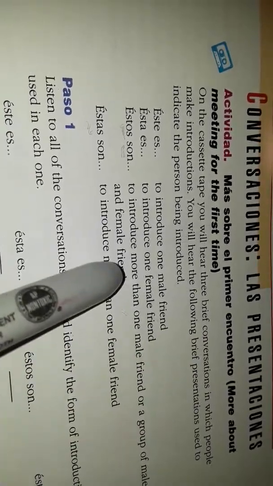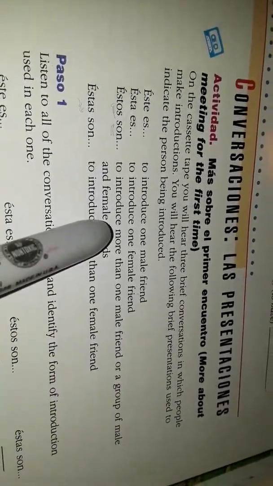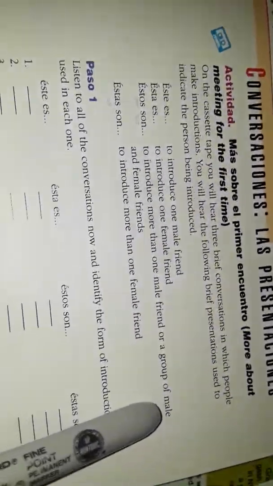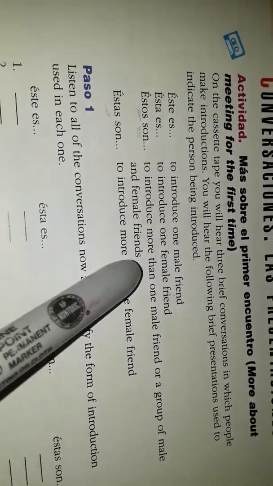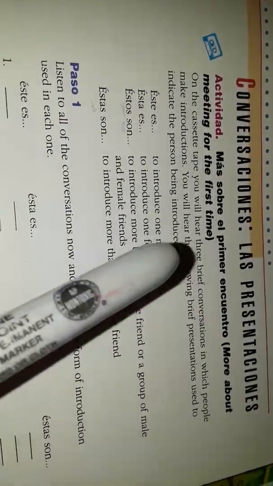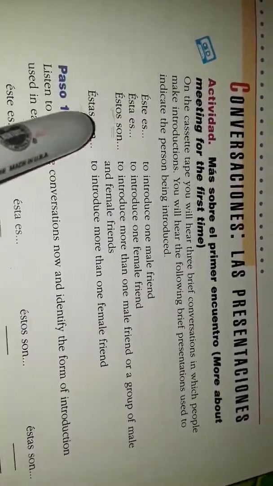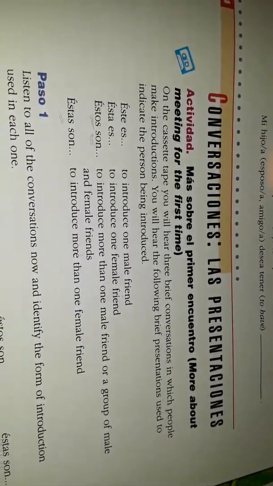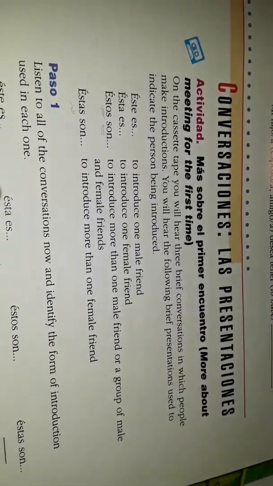Or if you're introducing more than one male friend, or a group of male and female friends, then you say estos. It's going to take the masculine form, okay? Because there's a guy there. Estos son mis amigos. That means they are my friends.